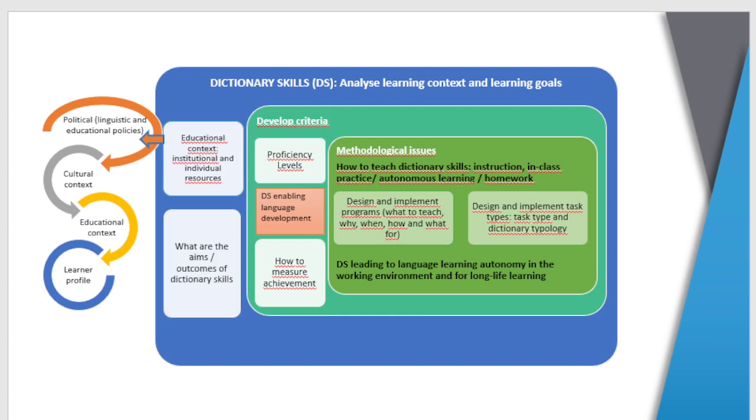And once this is decided, we will need to design and implement task types, so particular dictionary skill tasks using different dictionaries. In the long term, the goal would be that dictionary skills would lead to language learning autonomy in a working environment or for lifelong learning.